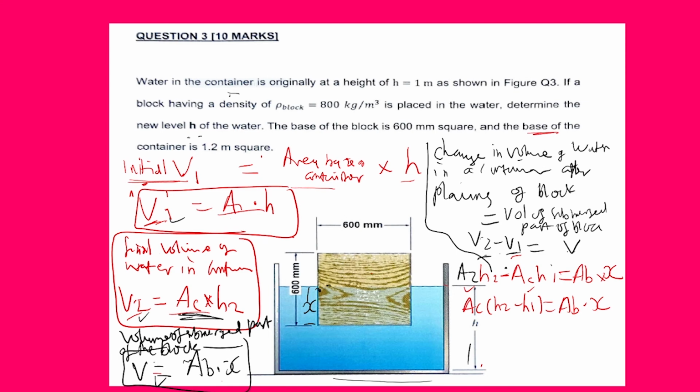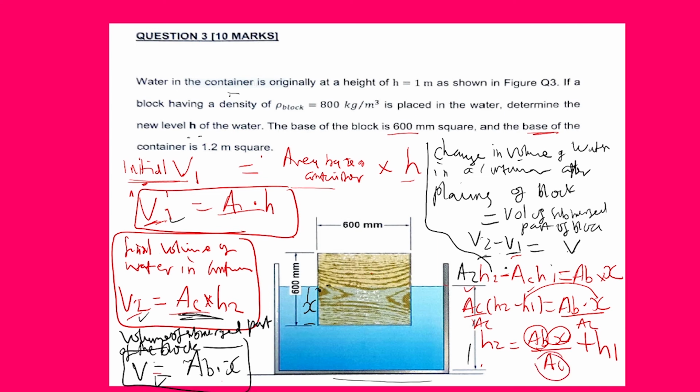So I want to get H2. I'll divide by AC, and then H1 is going to go over. So H2 equals area of the block times X over area of the container, plus H1. We have all the information. Area of the block: we must take 600 millimeter times 600 millimeter. X we got before, which is 480, from the previous one we did.